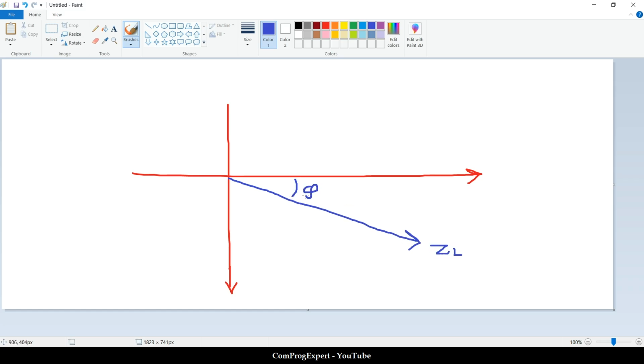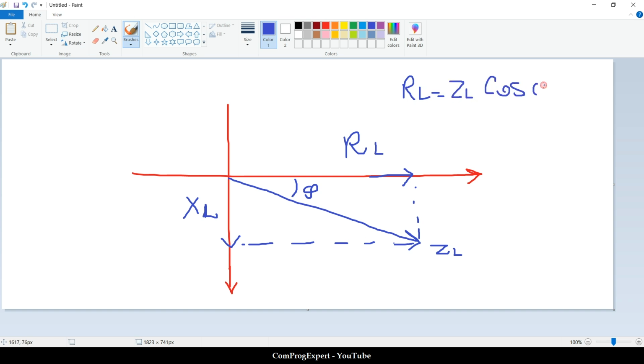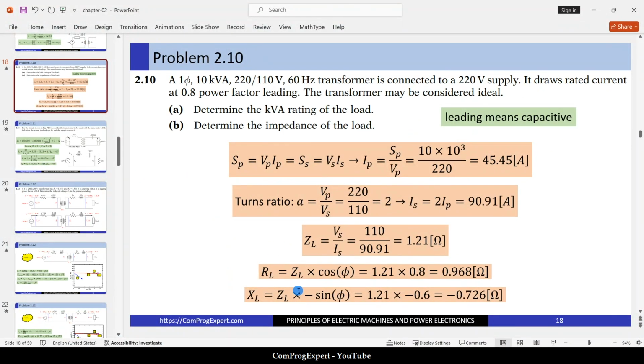We have this phi angle. So the real component is the resistance and the imaginary component is the reactance of the load, right? So the resistance is ZL times cosine of phi, and reactance is ZL times negative of sine of phi. I used these equations here and calculated the resistance and reactance of the load.